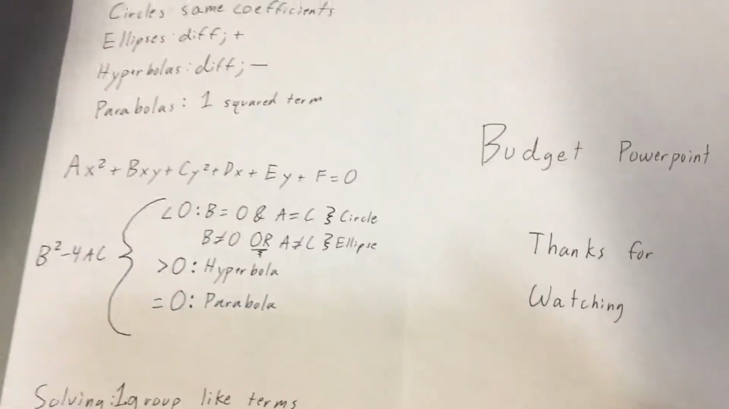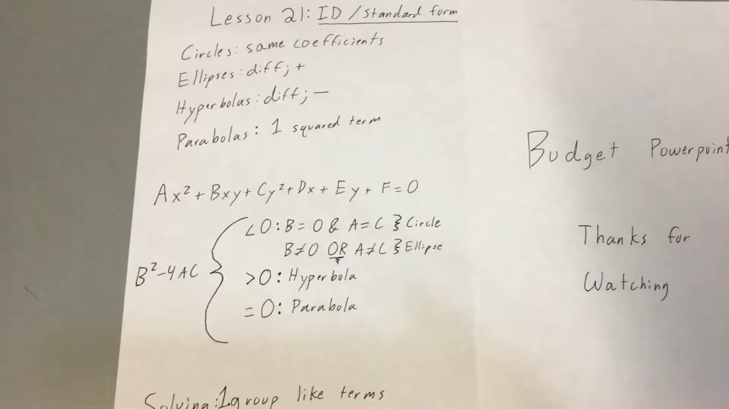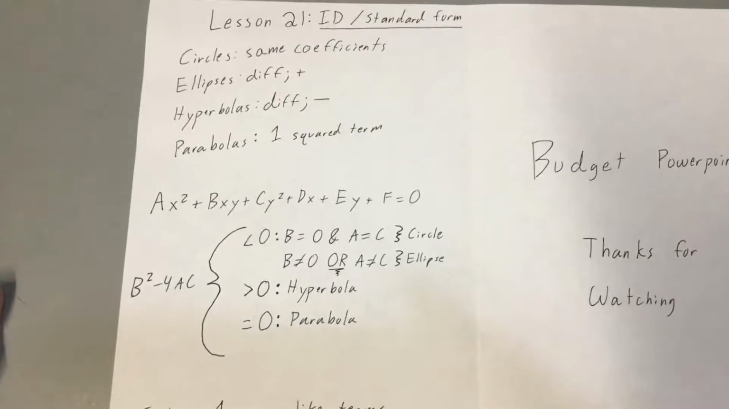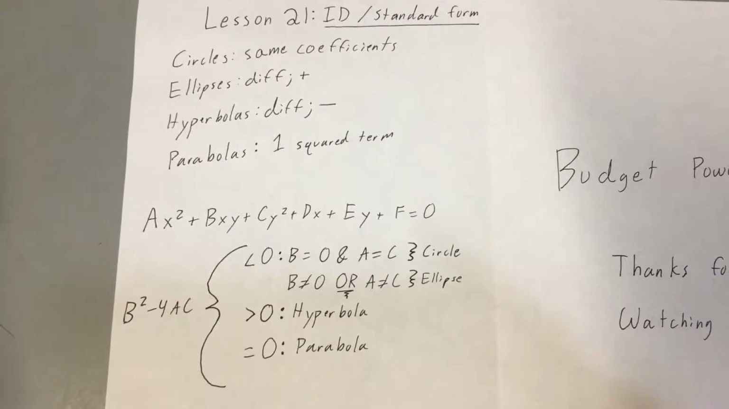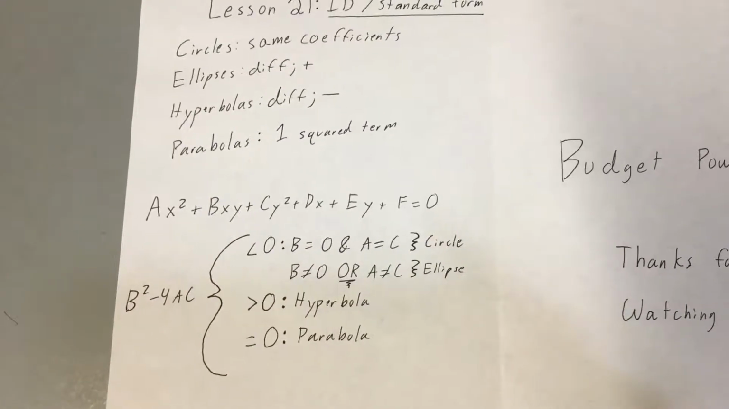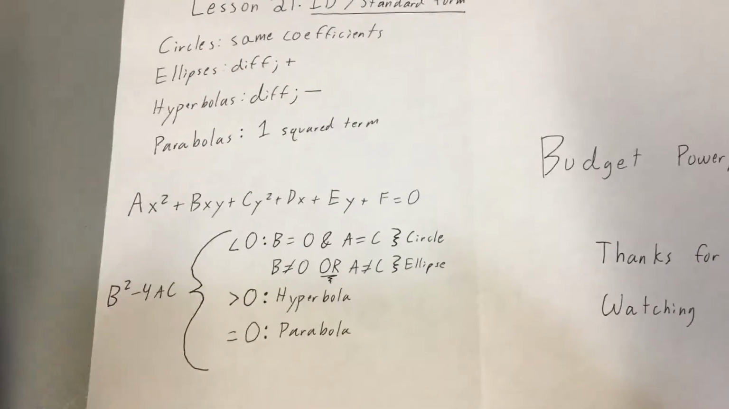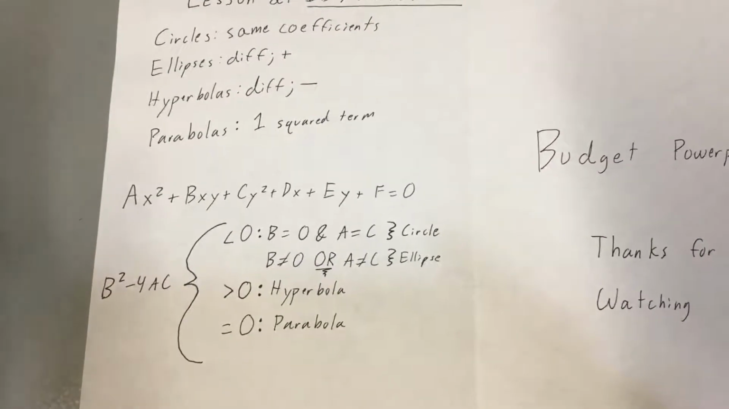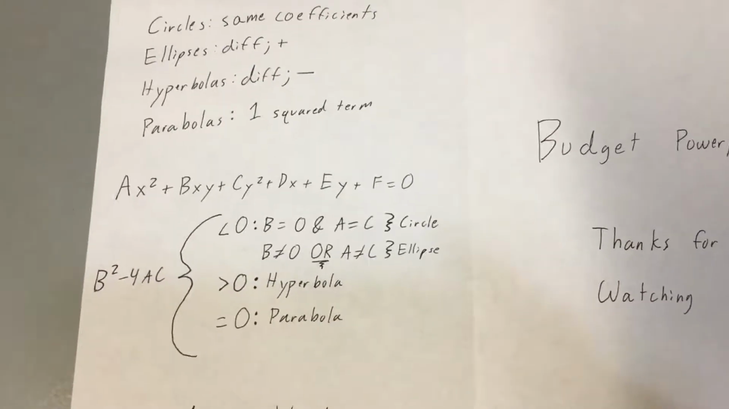Now on to the last lesson. It's lesson 21, identifying conics and finding the standard form. With circles, you want to know that it's always the same coefficients before the two squared terms. Ellipses, they're going to be different coefficients, and you're going to add those two terms. Hyperbolas, you're going to have different ones, and you're going to subtract those two terms. And parabolas, you're only going to have one squared term.